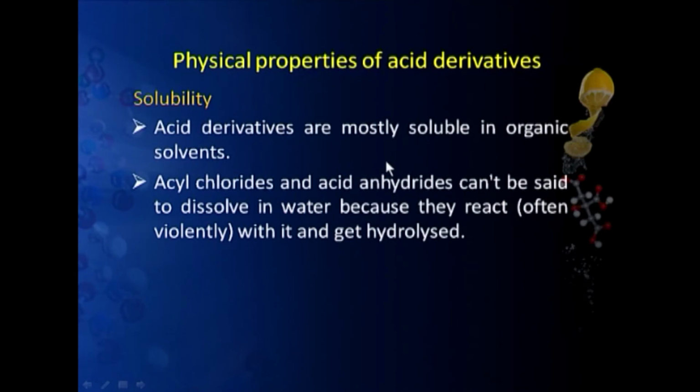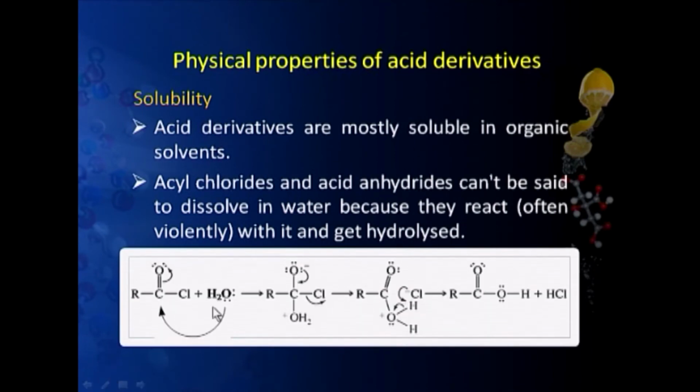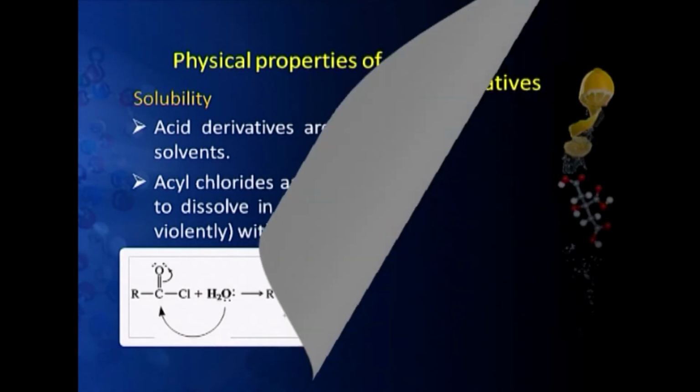The acid chlorides and acid anhydrides can't be said to dissolve in water because they react, sometimes very violently, with water and they get hydrolyzed. The hydrolysis reaction is like this. This is any acid chloride. This water attacks on the carbon, replaces the halogen. We will talk about this reaction in detail a little later, and this Cl is replaced by the OH part of the water, and then one H and one Cl, they go as HCl. So, acid chlorides and acid anhydrides cannot be dissolved in water because they get hydrolyzed. Some may hydrolyze at a very fast rate, some may hydrolyze at a slow rate.